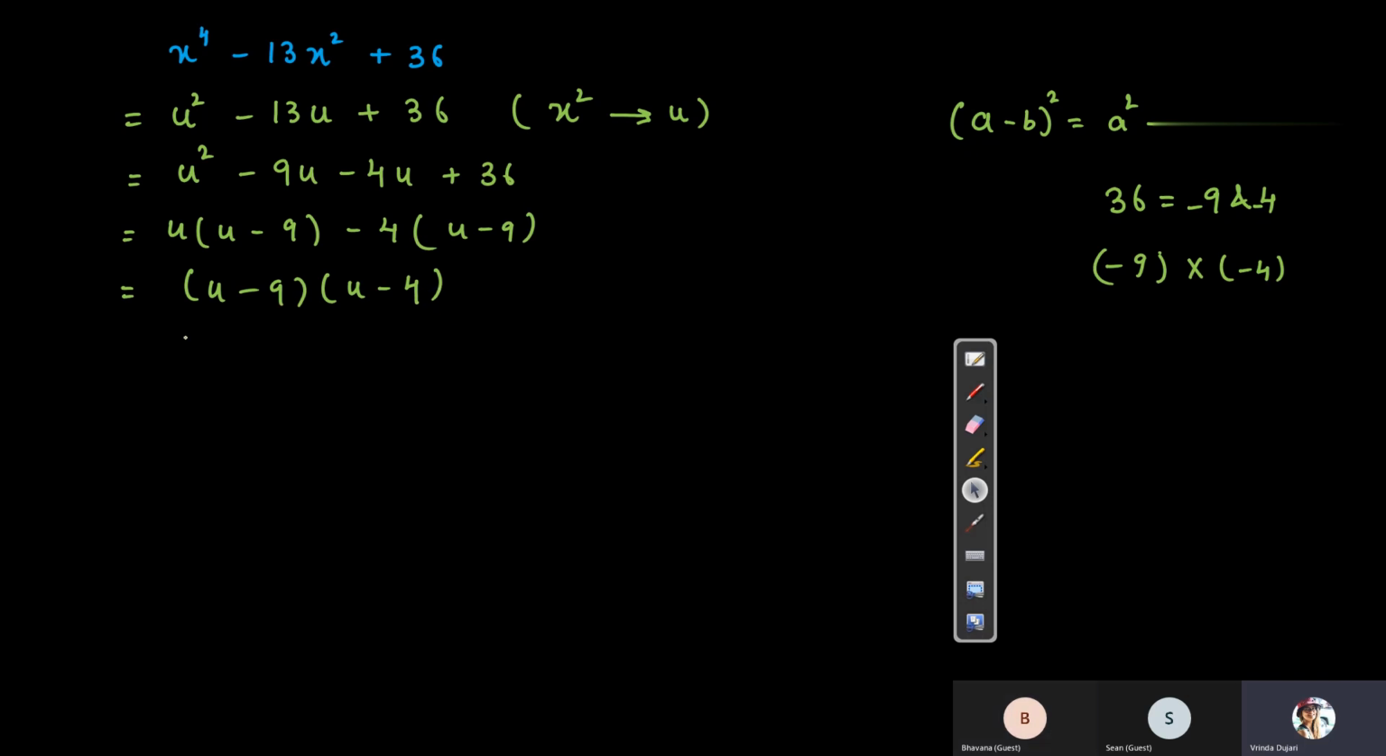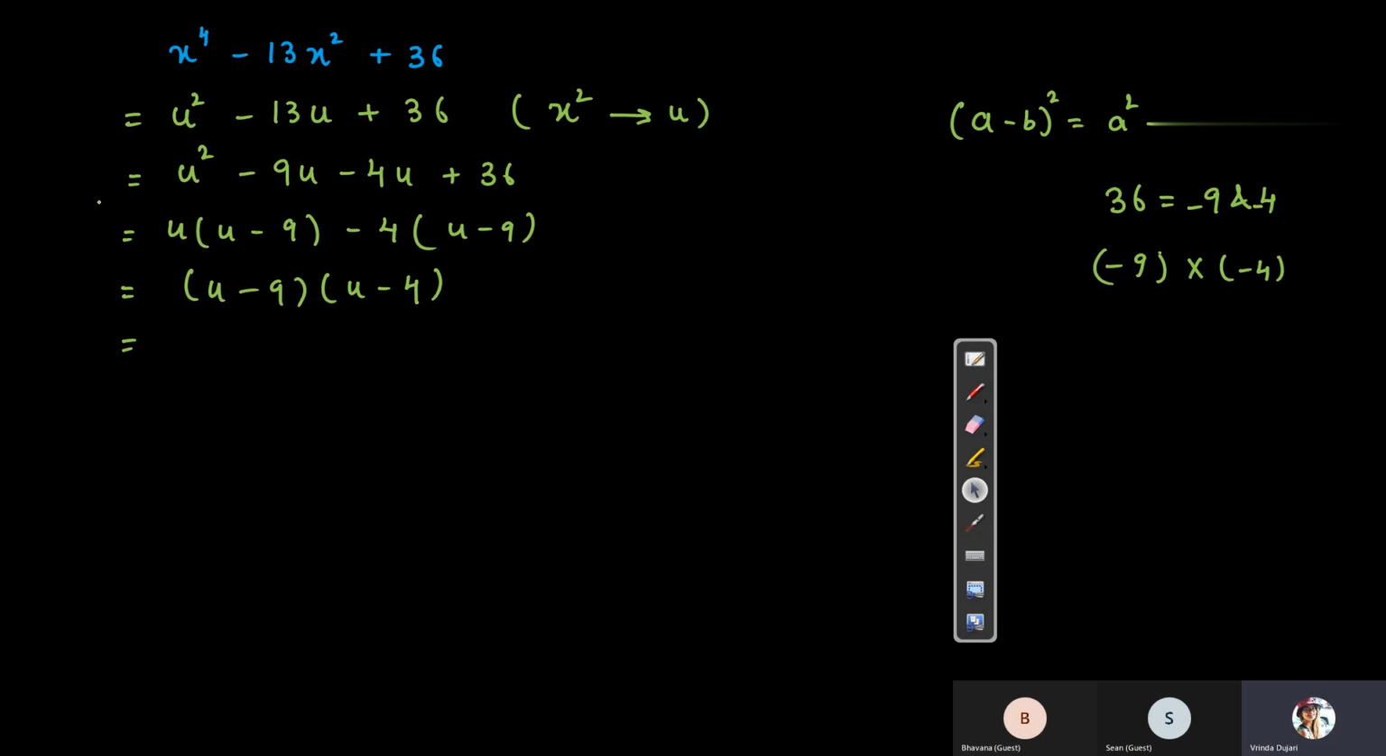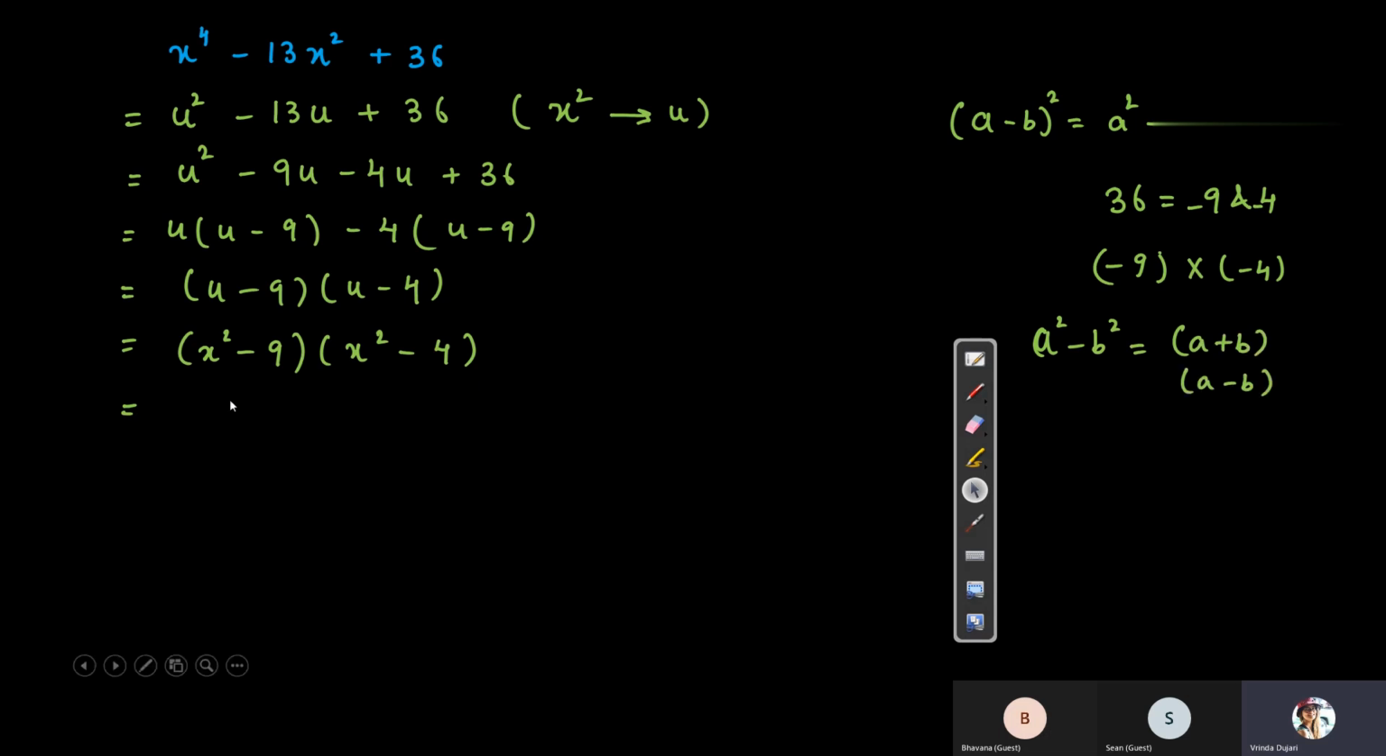Yeah. Sean? Yep. Okay, now put the value of u back. U was x squared, right? Put it back. So x squared minus 9 and x squared minus 4. Now it may look like these are the final factors, but you can further factorize these factors. And now we'll use the third formula: a square minus b square is a plus b times a minus b.